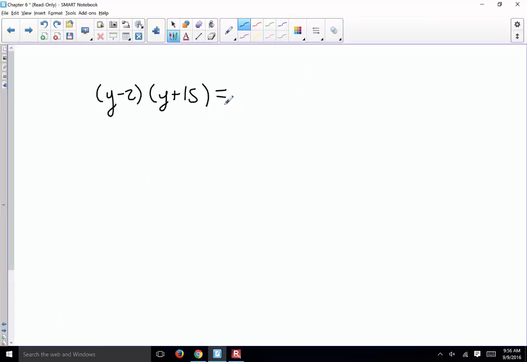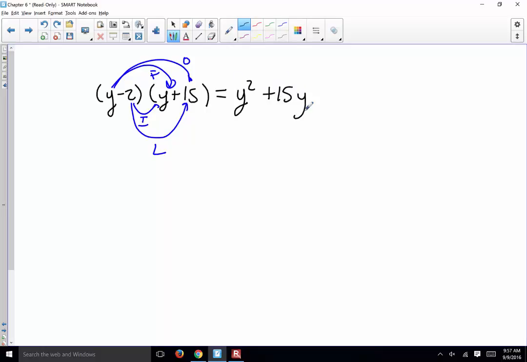How do you find it? You just need to FOIL. What is it called? Foil. You need to foil it. F is y squared. O is y times 15, 15y. I is minus 2 times y, minus 2y. L is minus 2 times 15, minus 30.